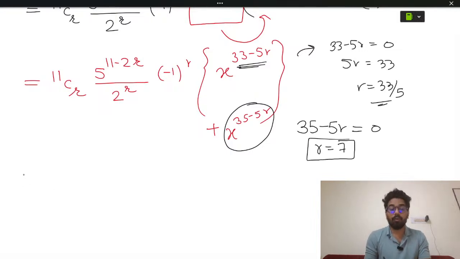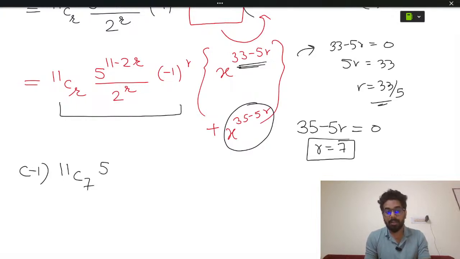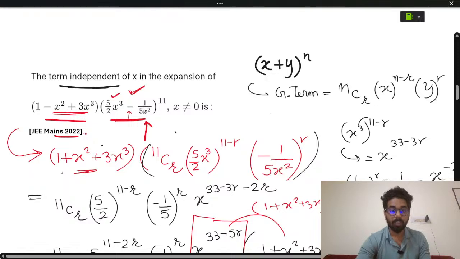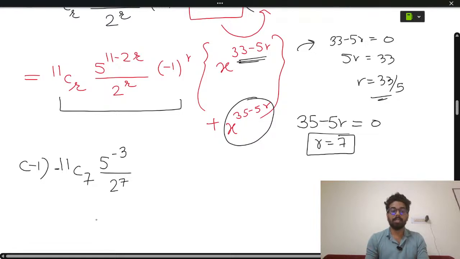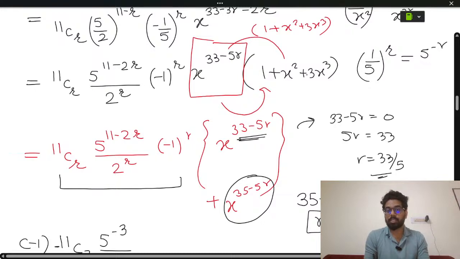Okay. Therefore, case number 1 gives you the general term. When r is equal to 7, the coefficient will become 11C7 multiplied by 5 to the power 11 minus 2 into 7, which is 11 minus 14, is 5 to the power minus 3, upon 2 to the power 7 into minus 1. This is what we are going to have, guys. Okay. Term independent of x in the expansion. This is one of the cases. Second case now. Third case. The first case not possible, third case is this.